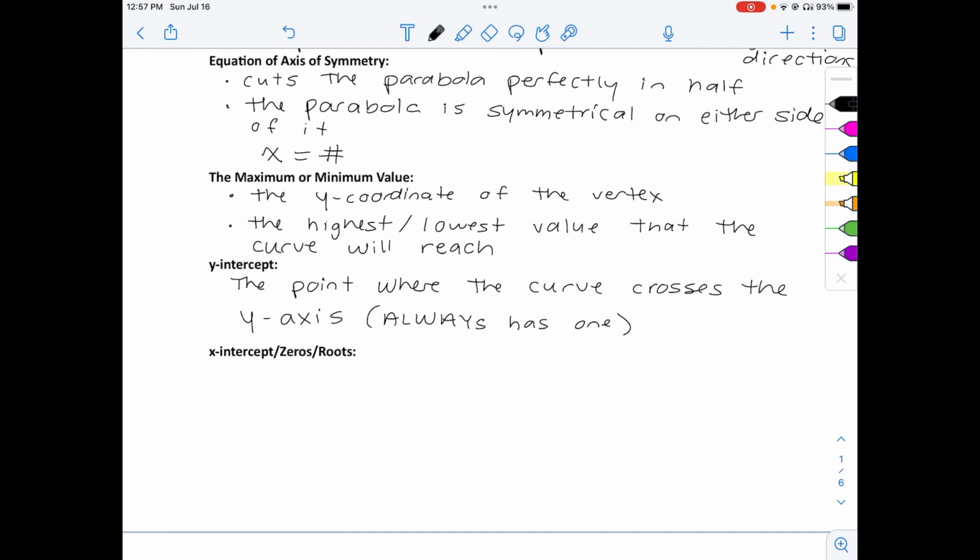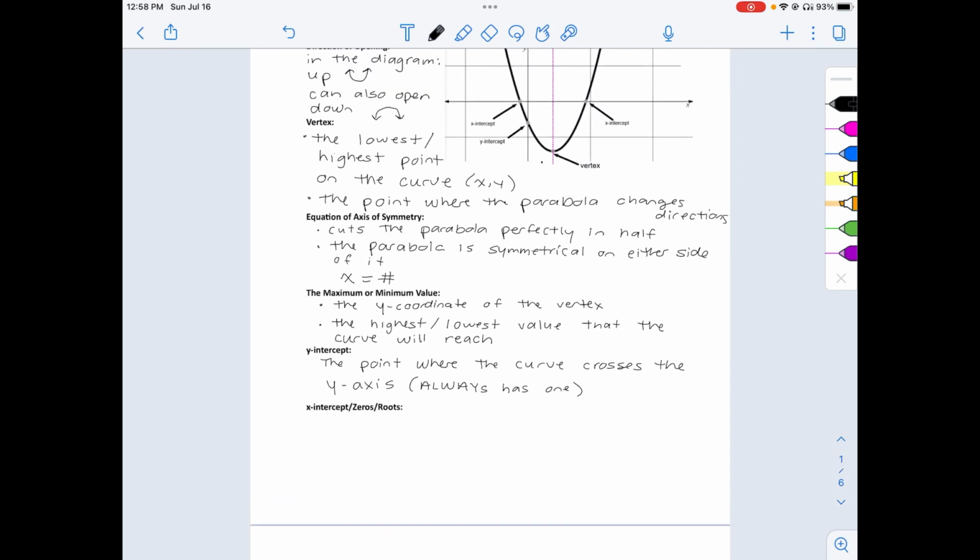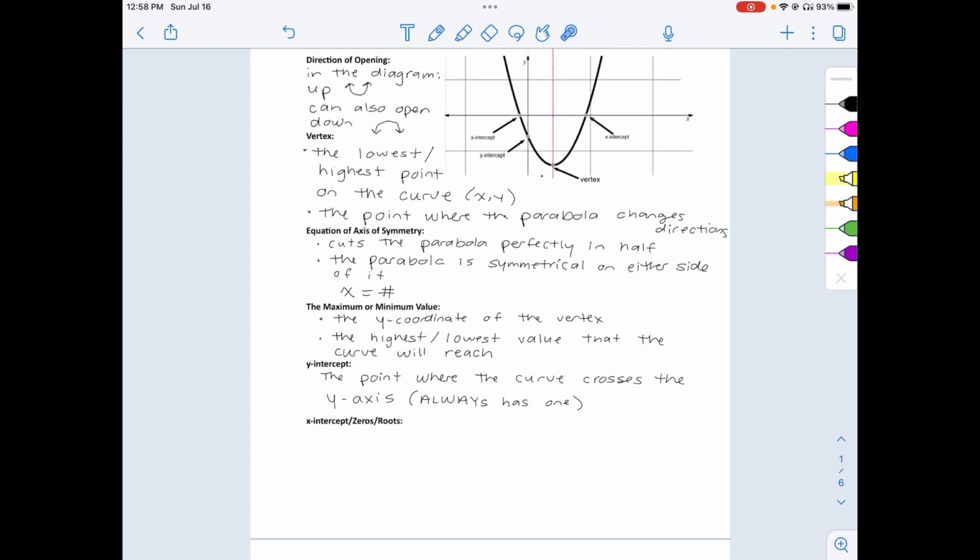We also have x-intercepts, which we can call zeros or roots as well. So all three of those names are kind of interchangeable. So you may hear me call them different things at different times. It means the same thing. So the x-intercept, the roots, or the zeros, those are all the same thing. So on the diagram here, you can see that we have two of them, right?